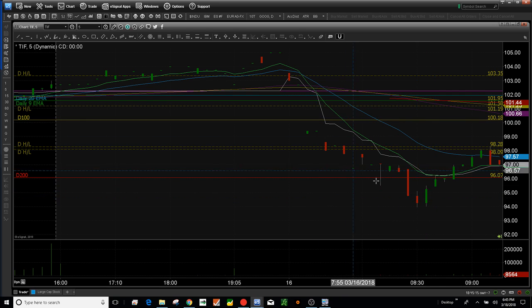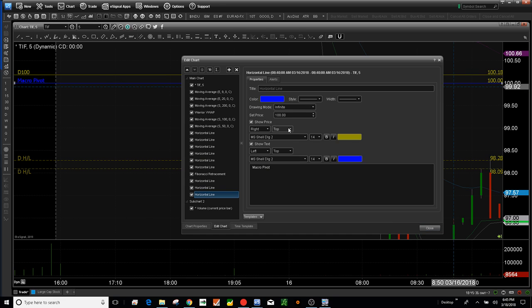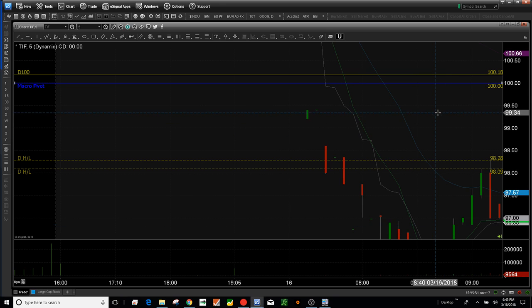So for me, I knew that if it got anywhere near these levels right here, I would take this thing short, no doubt whatsoever. We're going to mark the macro pivot at just a century mark, because the $100 level is just a huge level on any stock. 100, 150, 200, 250. It's just a big level that should be watched very carefully for a potential trade on it and price action around that level.